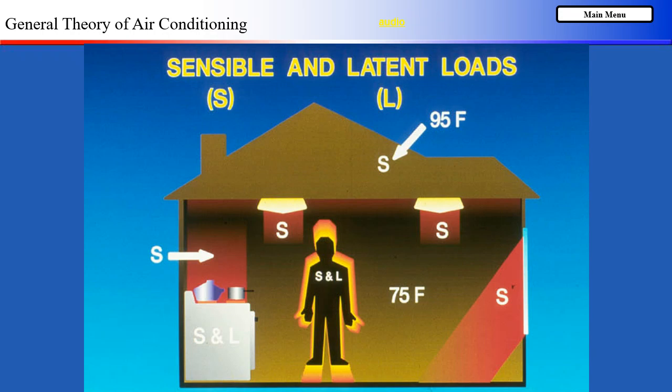Latent heat is added by anything which turns water into vapor, cooking, for example. Even though such latent heat additions don't raise the indoor air temperature, they increase its relative humidity. The total heat entering a space is the total cooling load for that space. It contains the sensible heat, sensible cooling load, plus the latent heat, latent cooling load.